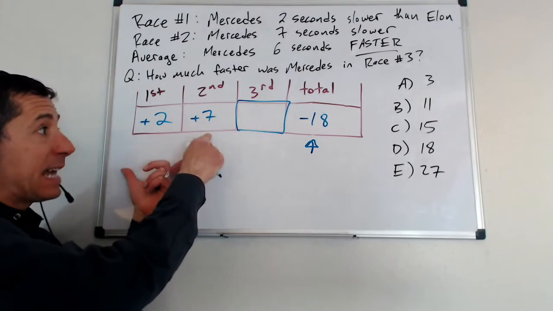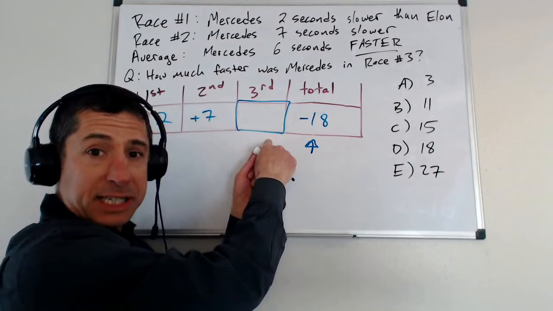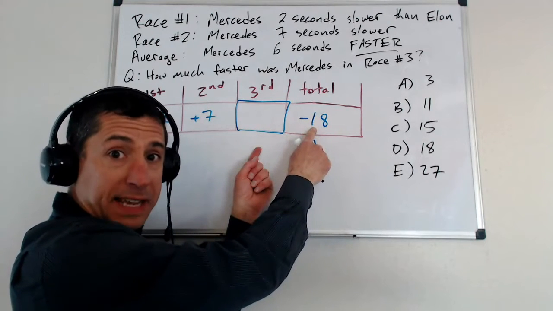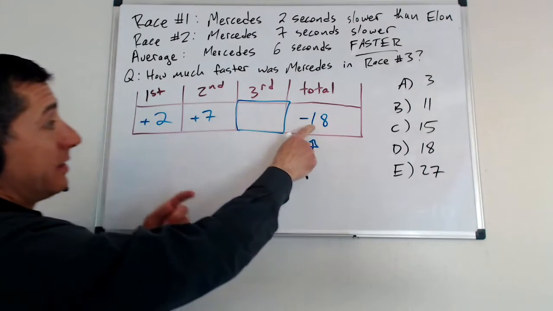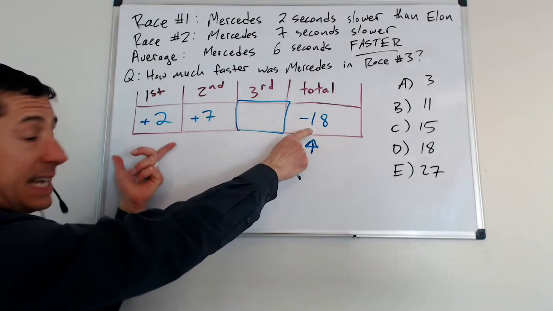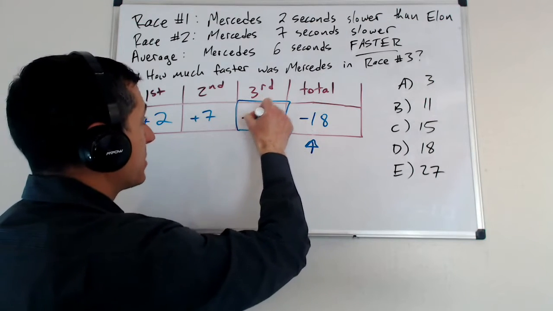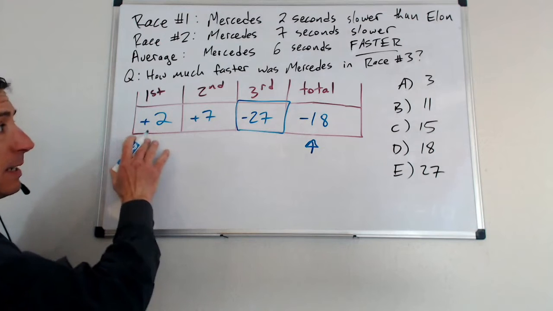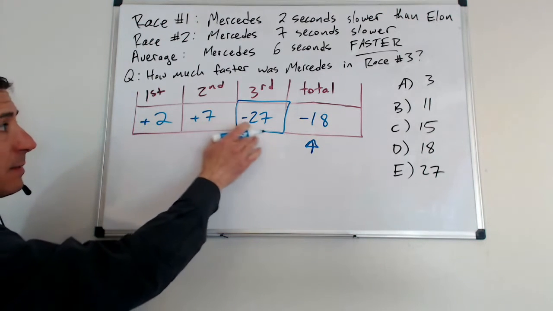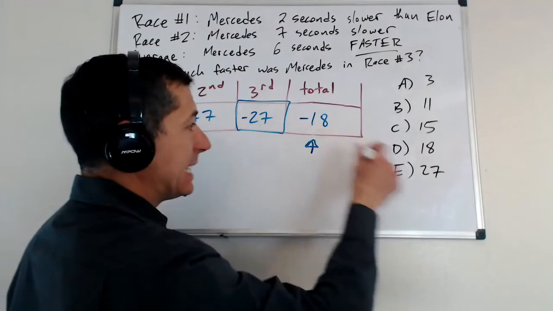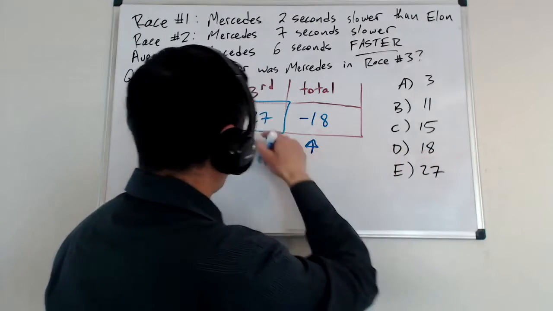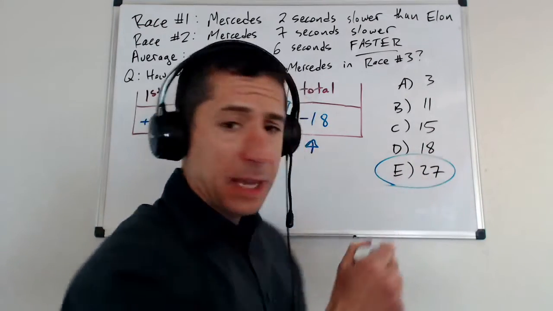2 seconds slower, 7 seconds slower. How much faster does she need to be to get to a cumulative total of 18 seconds faster? So 18 plus that 9, this has to be a minus 27 for it to work out. You can double check the numbers. 2 plus 7 minus 27, we get minus 18. And our answer here is 27. And we're out of here.